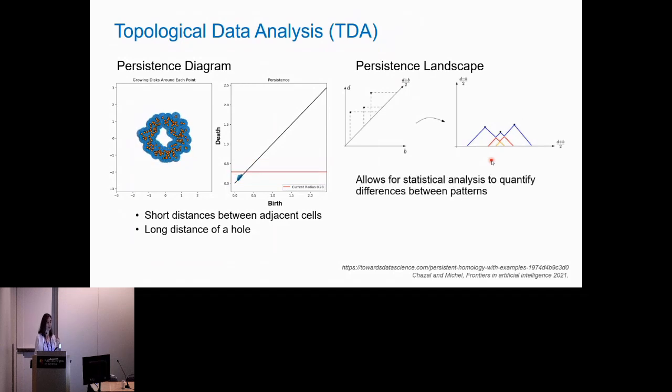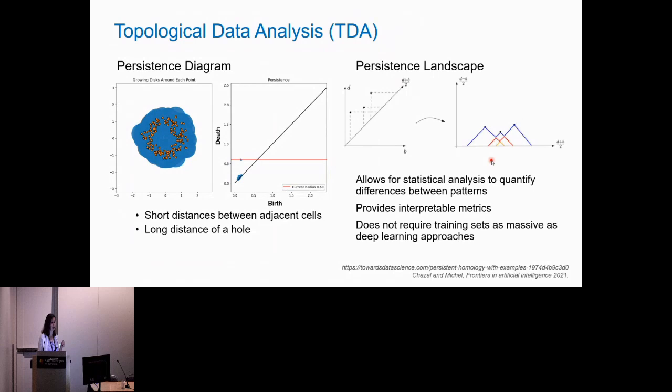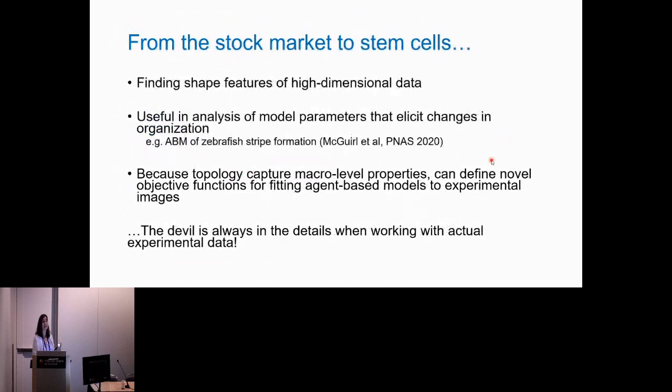What's really nice about that is that it allows for statistical analysis to quantify differences between patterns. It provides very interpretable metrics, and you don't have to have a large number of training sets or deep learning approaches in order to extract nice features in your patterns. This has been used before to look at developmental processes in an agent-based model of zebra stripe formation. There's a wonderful paper in PNAS on this.